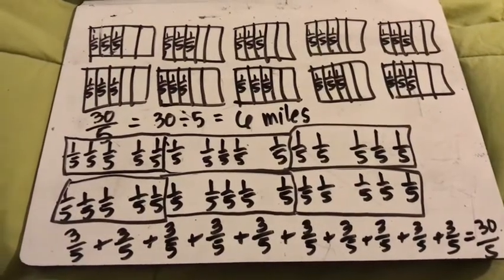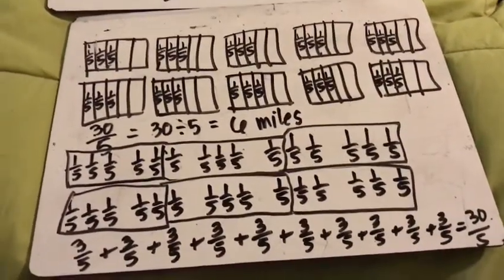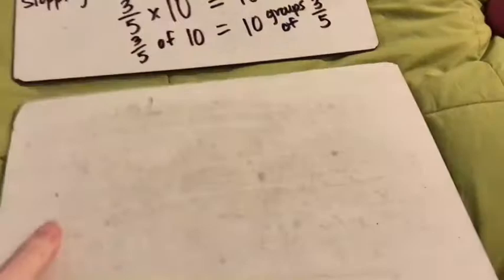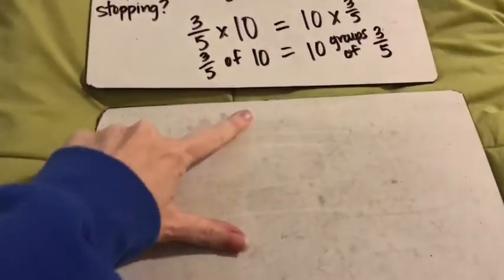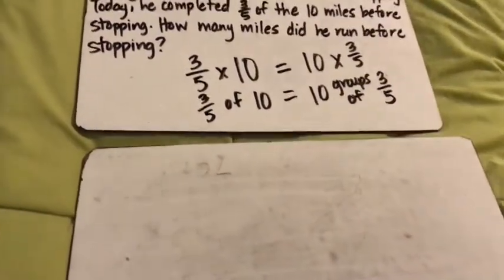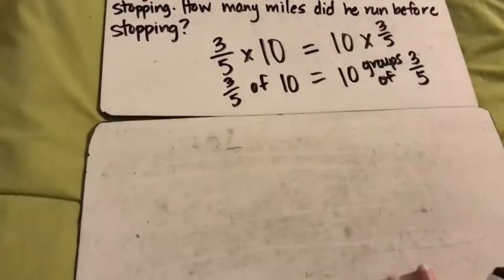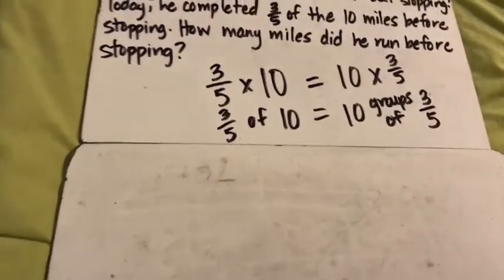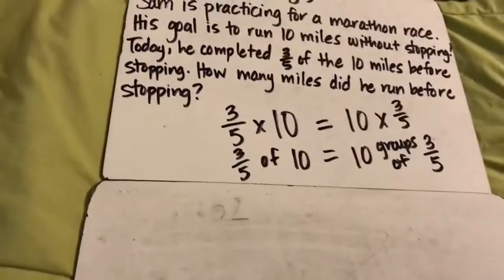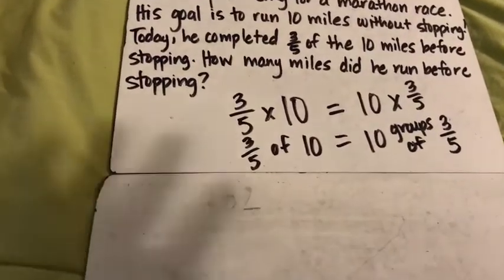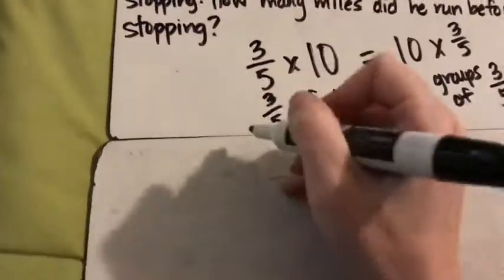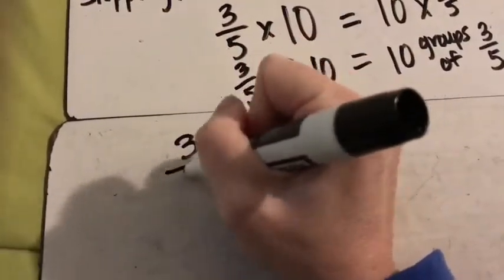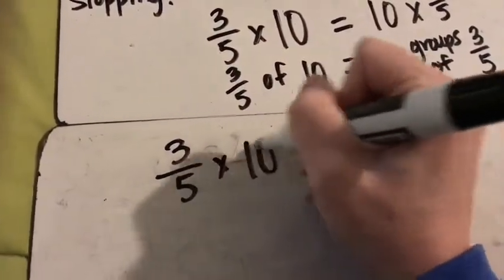And now I'm going to show you how we can use the commutative property to think about that even more efficiently. I'll set this to the side. So the way that we just modeled it was kind of thinking about 10 groups of 3/5. But even if I had a problem that in my brain looked like 10 groups of 3/5, I could think about it as 3/5 of 10. And for me, this is easier to model.